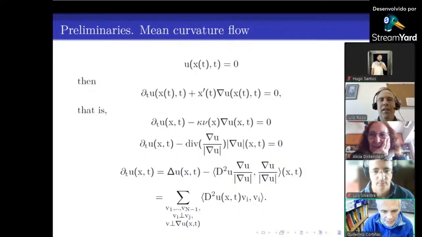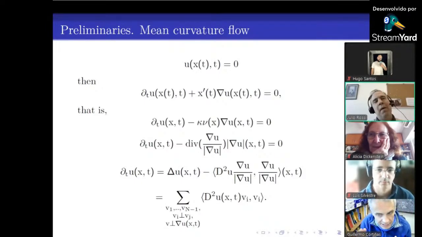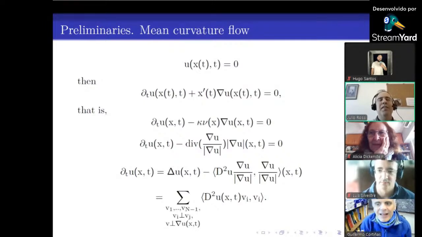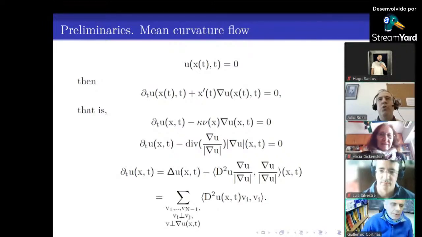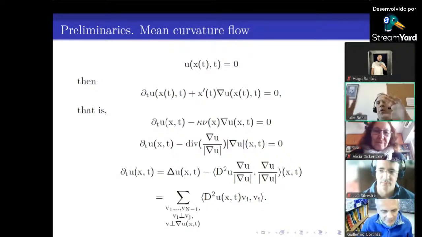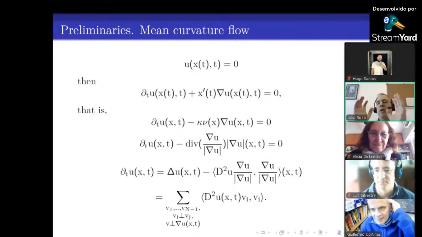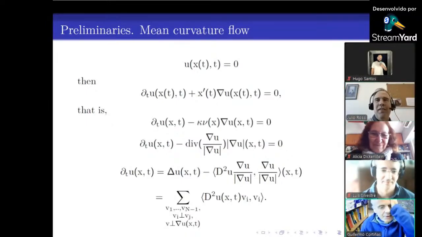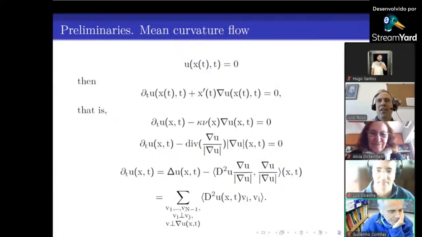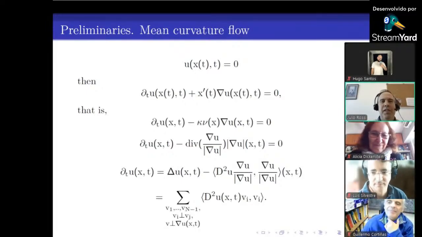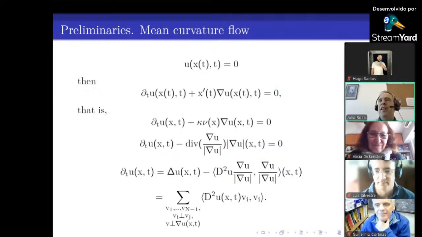Okay, but your surface is dimension 2. No, right? It's a hypersurface in Rn. It's dimension 2 in R3. Okay. Thank you. So it's a hypersurface. Thank you for the comment.